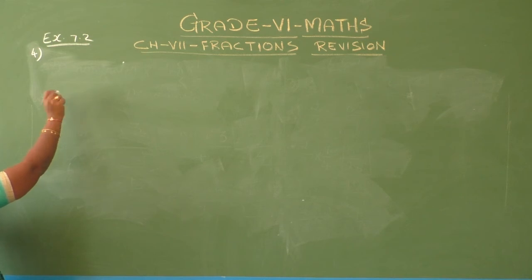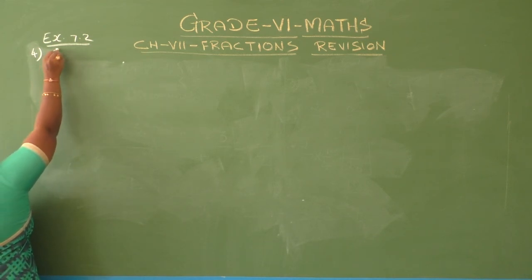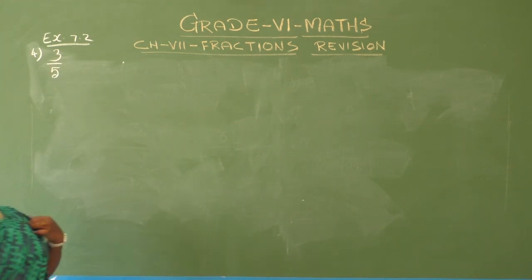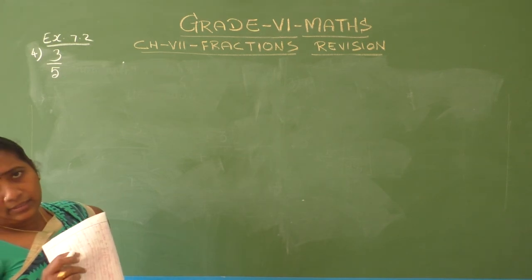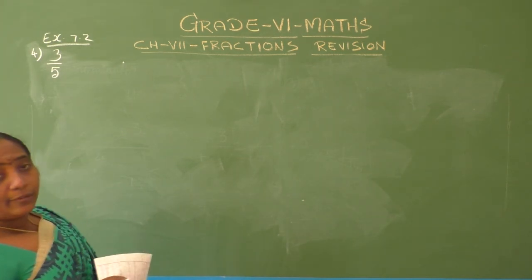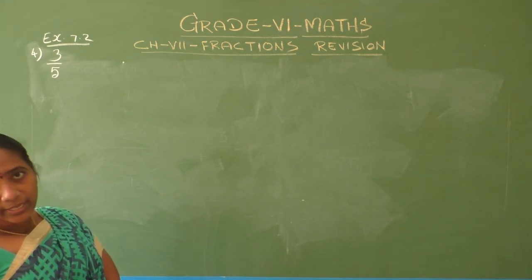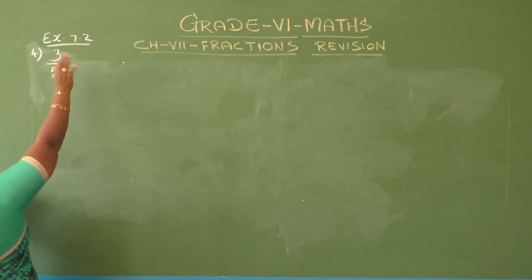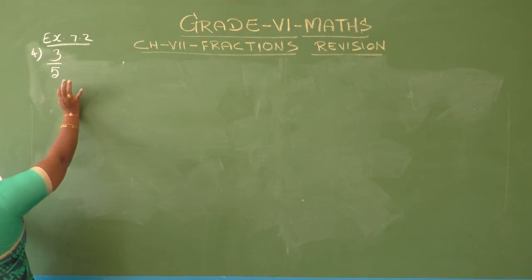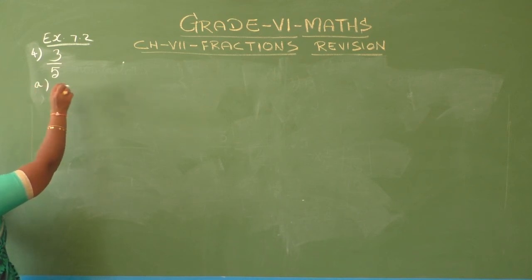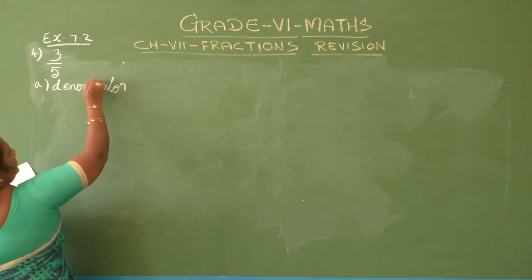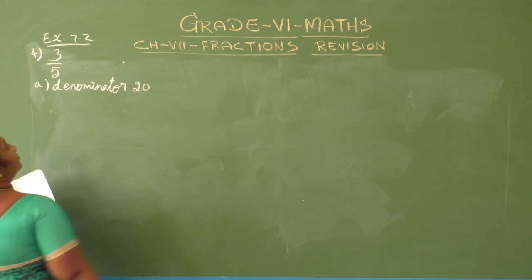See, this is also an equivalent fraction only, but they gave the fraction and the condition also. In your previous Roman, we only found the numerator and denominator. Here they gave the condition. According to that condition, we are going to find the equivalent fraction. Okay. See, they gave the fraction 3 by 5 in the 4th Roman, but they gave the condition: the denominator you have to find out is 20. Okay, it's a clue.